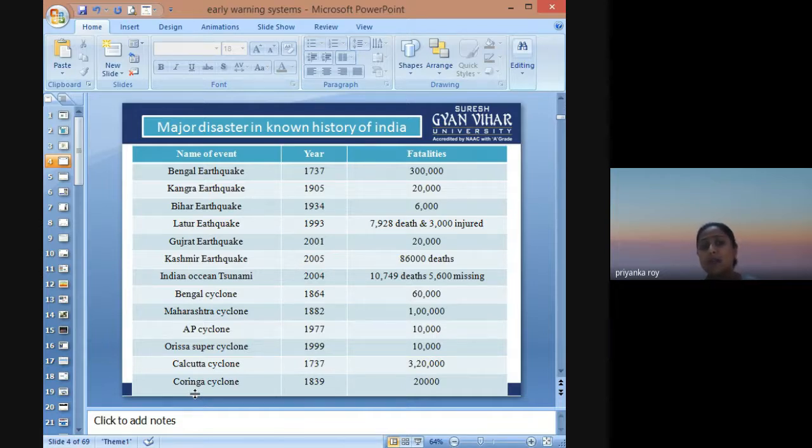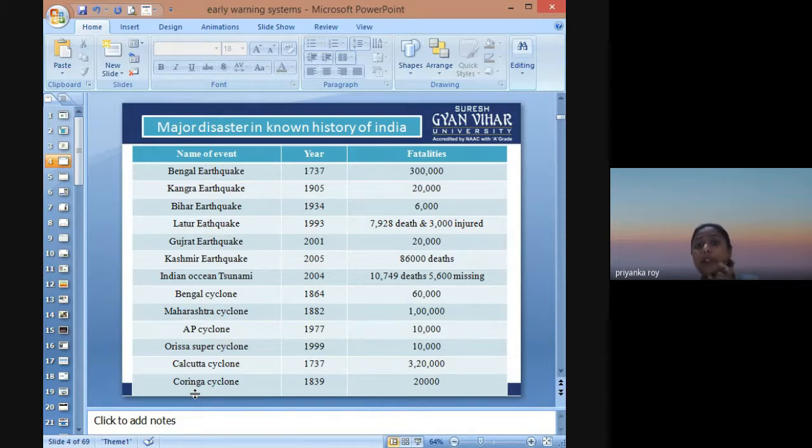And then if you look towards the extreme right side, each of these major disasters had claimed quite a lot of fatalities. In the Bengal earthquake in 1737, about 3 lakh people were displaced, dead or injured in totality. Then when the Latur earthquake happened, 7,928 people died and over 3,000 people were gravely injured.